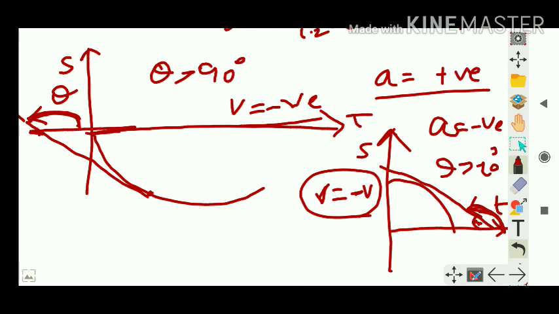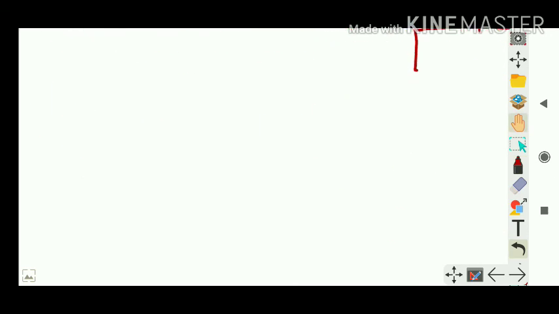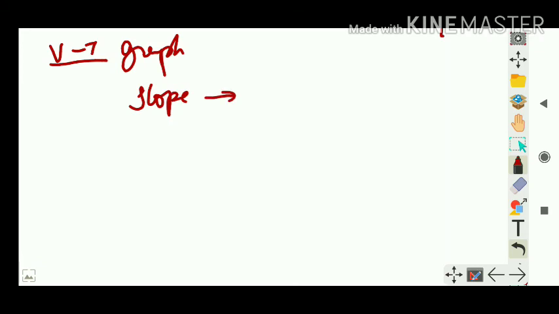Before that, there is another theory section which we have to deal with. That is area under a velocity time graph. What does an area under velocity time graph give you? In velocity time graph, slope gives you what? It gives you acceleration. We talked about it, right? Whereas the area under a velocity time graph gives you displacement.